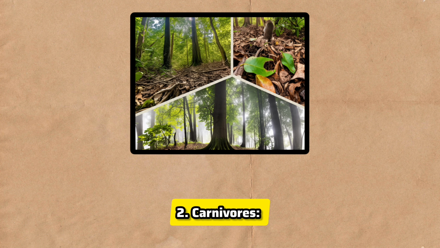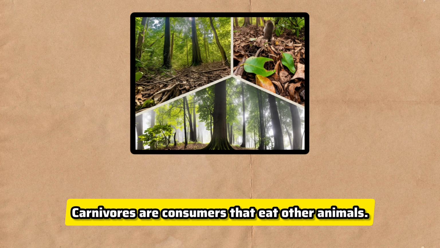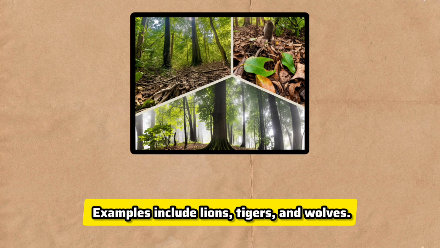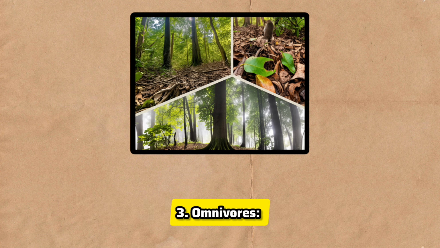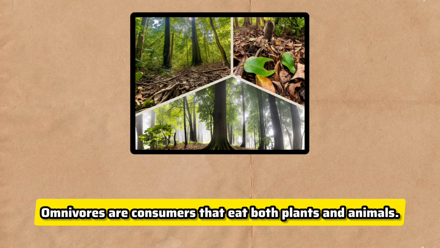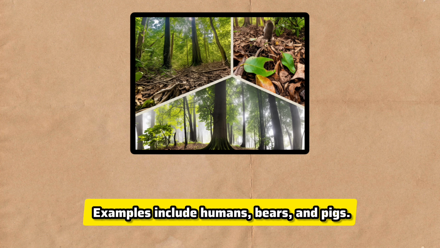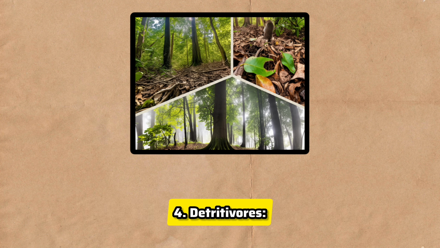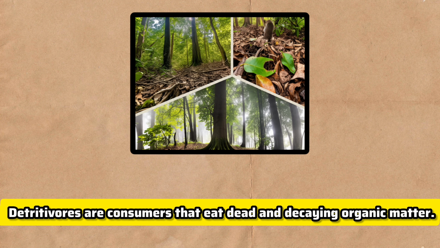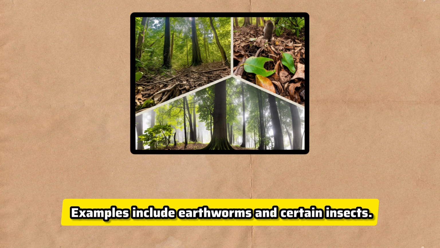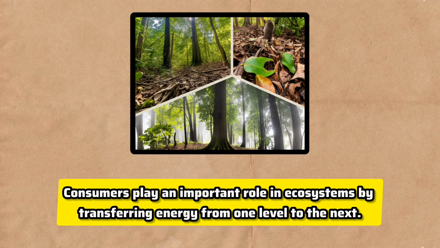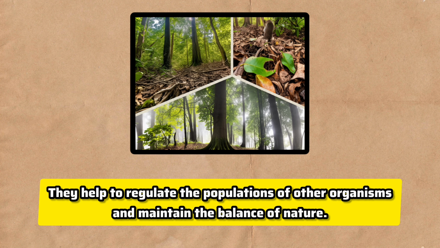2. Carnivores. Carnivores are consumers that eat other animals. Examples include lions, tigers, and wolves. 3. Omnivores. Omnivores are consumers that eat both plants and animals. Examples include humans, bears, and pigs. 4. Detritivores. Detritivores are consumers that eat dead and decaying organic matter. Examples include earthworms and certain insects. Consumers play an important role in ecosystems by transferring energy from one level to the next. They help to regulate the populations of other organisms and maintain the balance of nature.